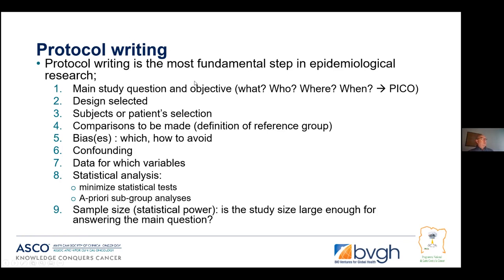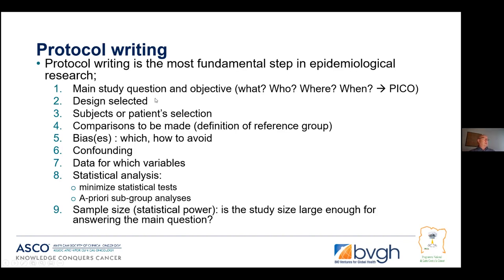In the protocol, you have a number of items. I have tried to minimize them on this slide, but these are the main ones. First, the formulation of the study question and objective, which is not always easy. What exactly do you want to do, and what exactly do you want to bring as new knowledge? The objective must be stated: who were the patients, where, when, using what we call the PICO criteria. You will see that often in good journals. They say you have to phrase the objectives with PICO, that is to say which patients, for which disease, how, and so on. So the formulation of the question and objective is crucial.